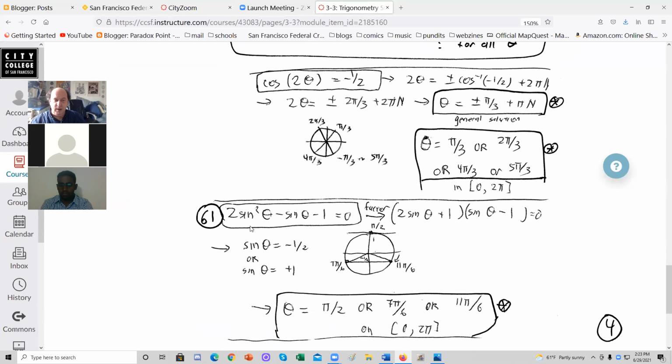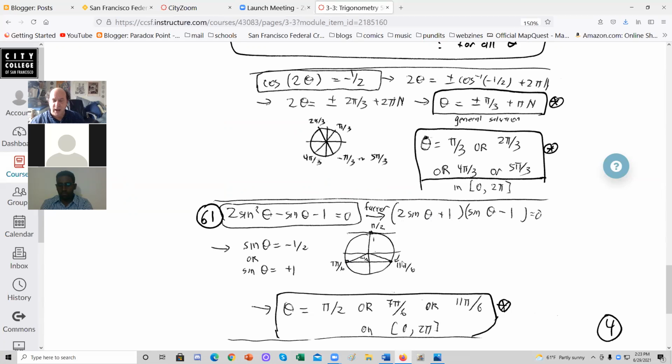Now here we have 2 sine squared theta minus sine theta minus 1 equals 0. This is a quadratic and a trig equation. So okay, first we take this and we factor by previous elementary algebra methods, to 2 sine theta plus 1 times sine theta minus 1 equals 0. So either 2 sine theta plus 1 is 0 or sine theta minus 1 is 0. If 2 sine theta plus 1 is 0, then sine theta is minus a half. If sine theta minus 1 is 0, then sine theta equals plus 1.